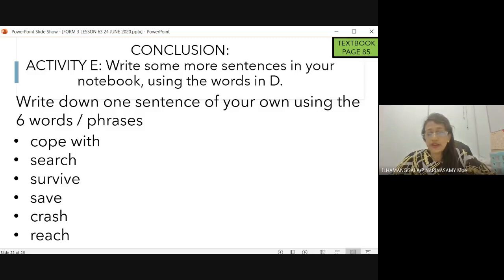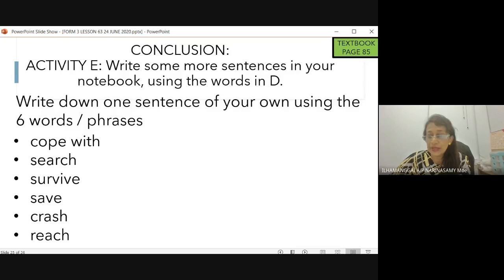Okay, Xiaomin, very good. You are looking at search. I'm going to search some information to prepare for the presentation. Very good. Tarvina, she definitely didn't know how to survive in the forest. Very good. Three students have submitted. Hadif, I cannot reach the book on top of the shelf because it's too high. Very good. Number four.